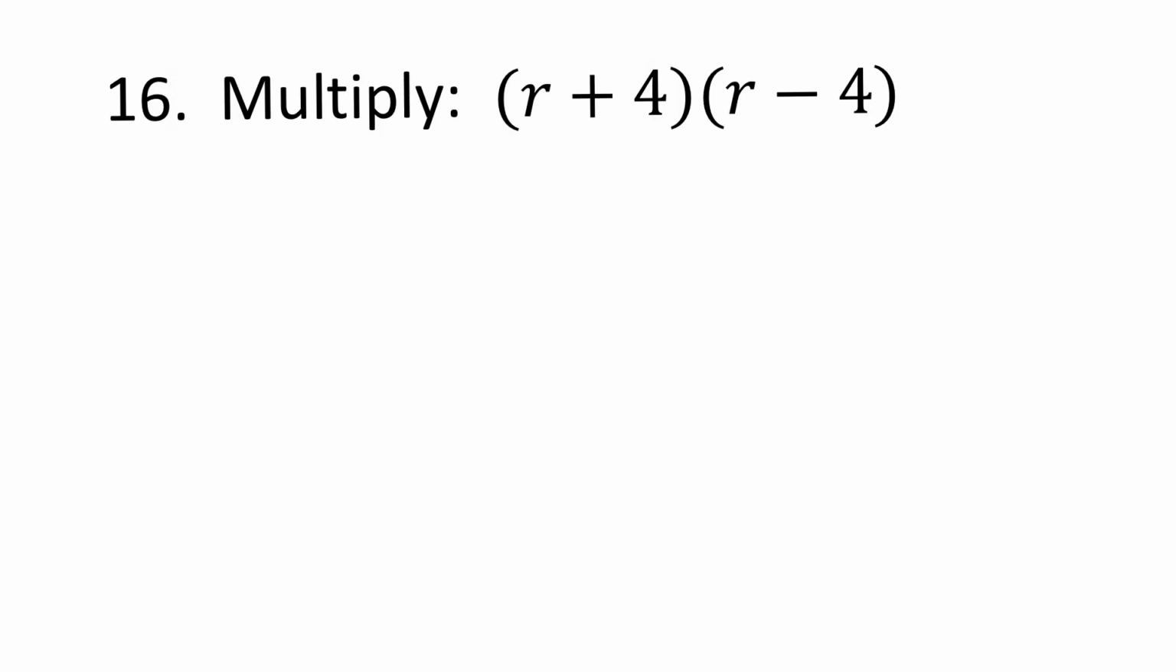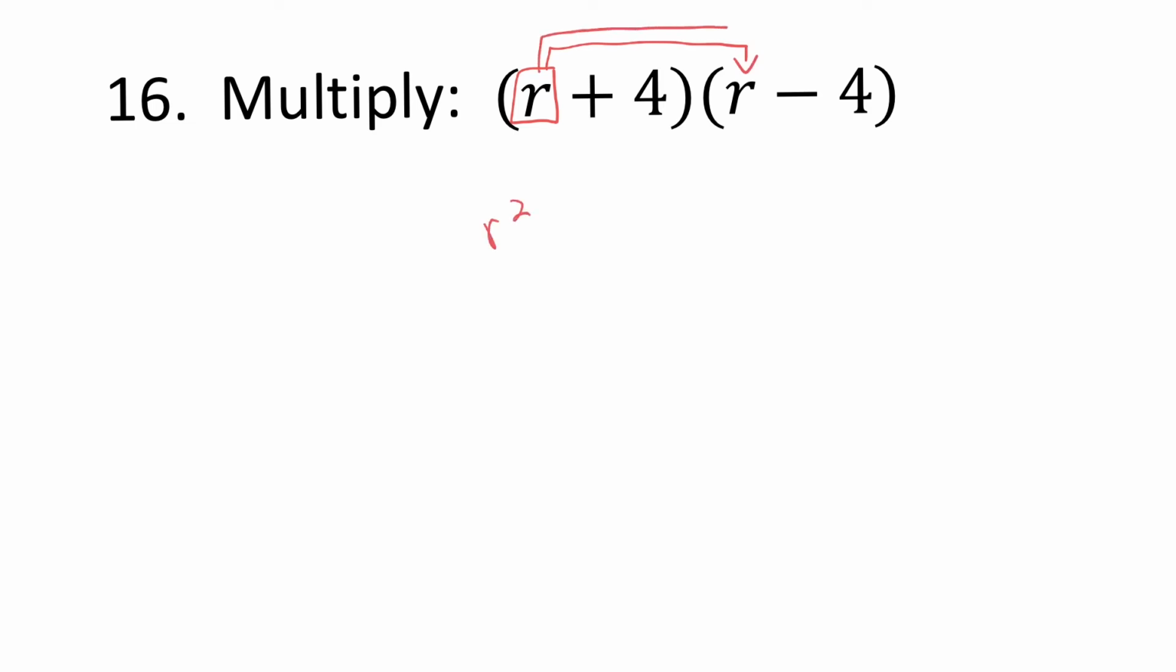Number 16, it says multiply. Same thing as find the product. You are multiplying. So we're going to do the same process. You will use the distributive property. So I'm going to multiply this variable r times the r on the second parenthesis. So it's going to be r squared.